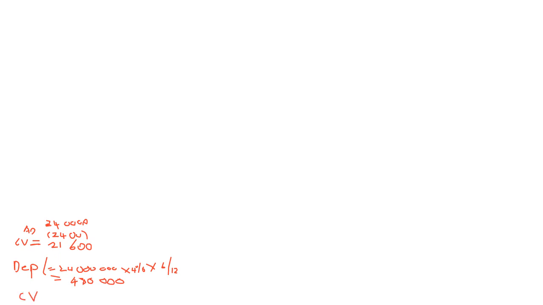Okay, so my new carrying value is now going to be the 21.6 million. So I'm working out now my carrying value before the refurbishment. It's going to be that 21.6 million, which comes from here, the old carrying value, minus the 480,000, which is from here. Okay, so that will give me my new carrying value, which is going to be 21,120. Okay, that is the carrying value before the refurbishment. Okay, then I'm going to add the refurbishment cost.